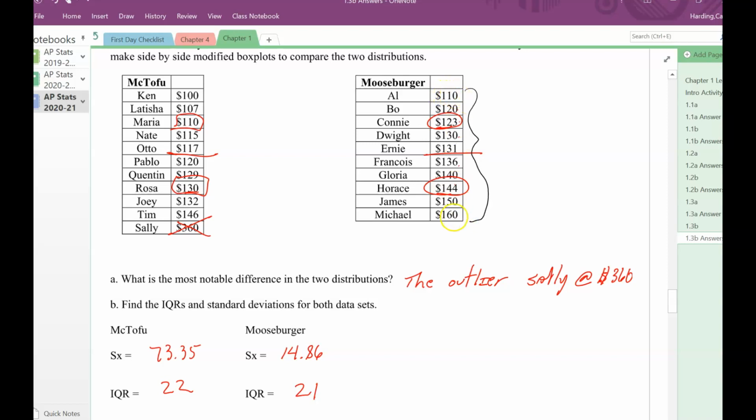110 is the smallest, 160 is the largest. This outlier up here impacts the standard deviation, but not the IQR. The IQR, remember, is just telling you how wide the middle 50% is, the middle half of the data. So the IQR is not as affected by an outlier. The standard deviation, however, is very much impacted by an outlier.